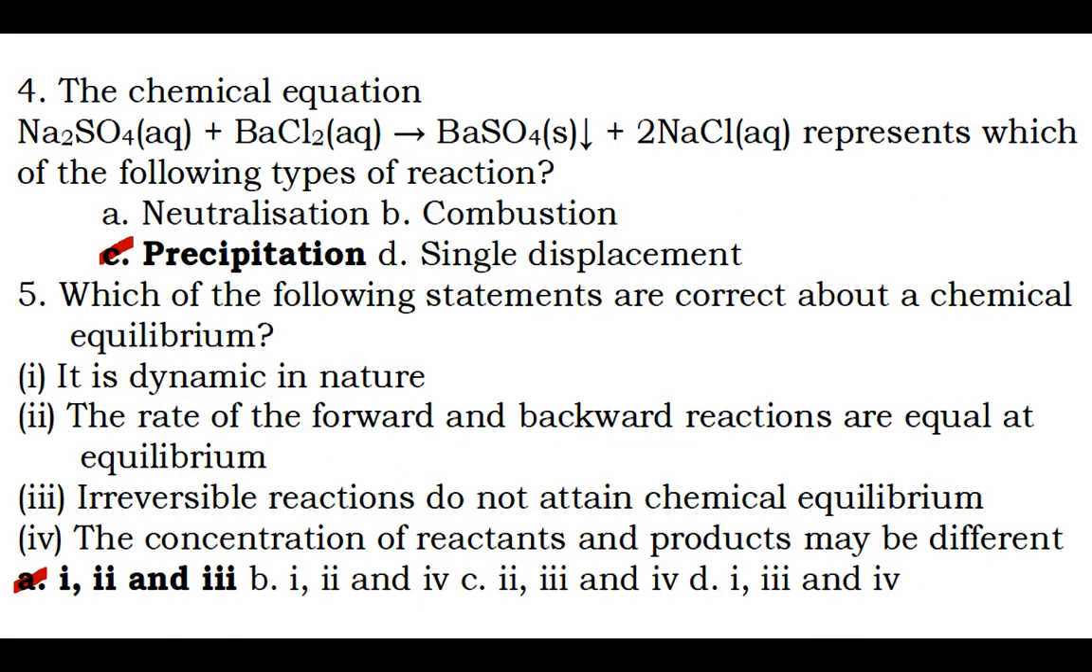Question number 4. The chemical equation Na2SO4 plus BaCl2 gives BaSO4 plus 2NaCl represents which of the following types of reaction? Option C, precipitation. Question number 5. Which of the following statements are correct about a chemical equilibrium? Option A, 1, 2 and 3, that is it is dynamic in nature. The rate of the forward and backward reactions are equal at equilibrium. And third, irreversible reactions do not attain chemical equilibrium.